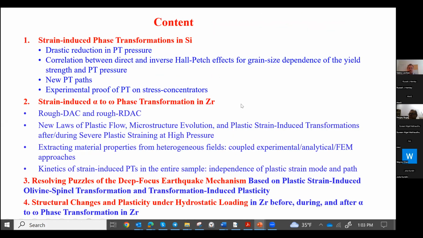I will present today a first systematic in situ study of strain-induced phase transformations and microstructure evolution under high pressure and severe plastic deformations in three materials: silicon, zirconium, and olivine. This will include finding first laws in this field and extraction of material properties, finding fields of stress and plastic strain tensor, and also mechanism, some theory, and some applications. And at the end, I will show that even under hydrostatic loading, similar structural changes in plasticity are measurable in polycrystalline material as well.